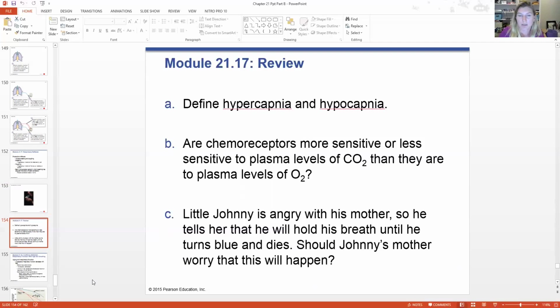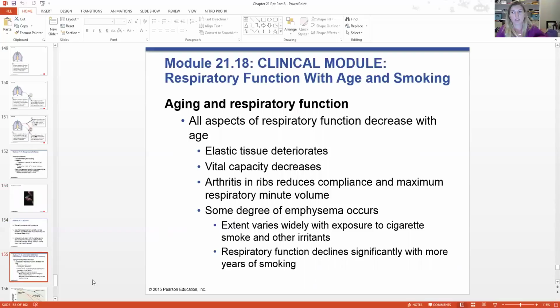We are almost done with this lecture, so I'm going to keep moving through it, talking about some clinical issues with respiratory issues involving our aging and our respiratory function. Just like everything, it's going to get a little slower, a little bit harder to function, a decrease in productivity, basically. All aspects are going to decrease with age.